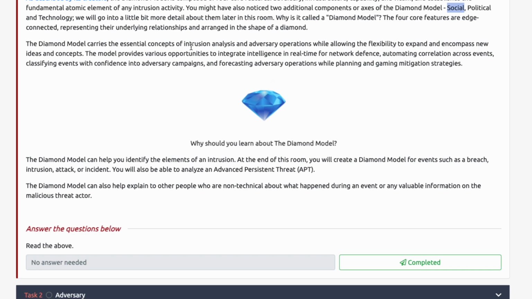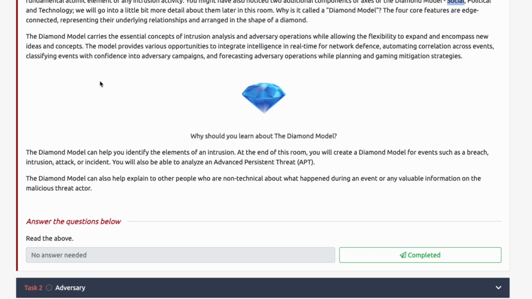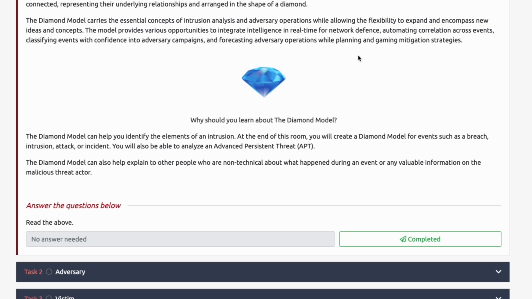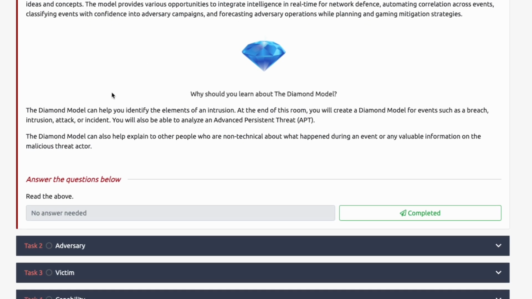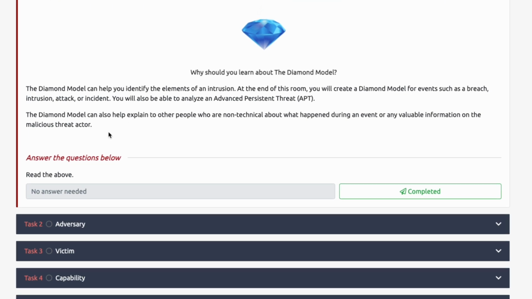It carries essential concepts of intrusion analysis and adversary operations, while allowing the flexibility to expand and encompass new ideas and concepts. The model provides various opportunities to integrate intelligence in real time for network defense, automation, correlation across events, classifying events with confidence into adversary campaigns, and forecasting adversary operations while planning and gaming mitigation strategies. So why should you care? Because it can help you identify elements of an intrusion. So let's jump into it.